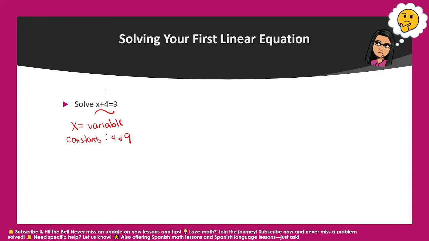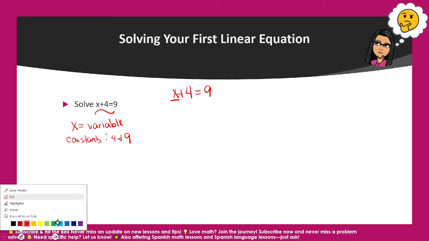Okay, so let's solve this. We have x plus 4 equals 9. So whenever they're telling you to solve equations, that means that you're going to solve for the variable. We're going to solve for x because we don't know the value of x. So that's why we're solving it.